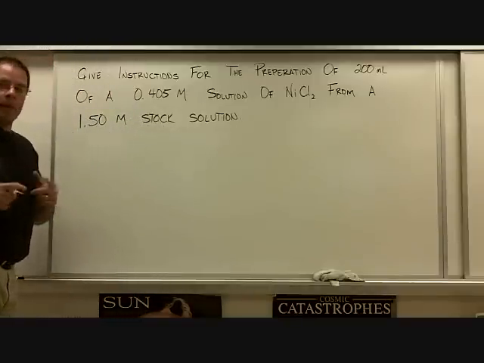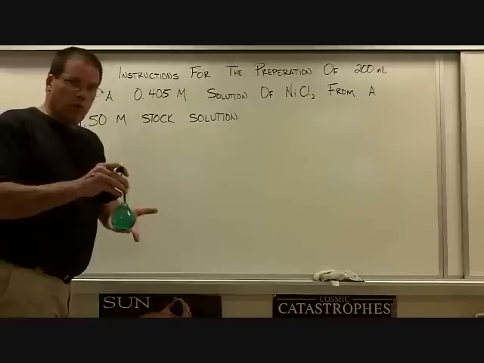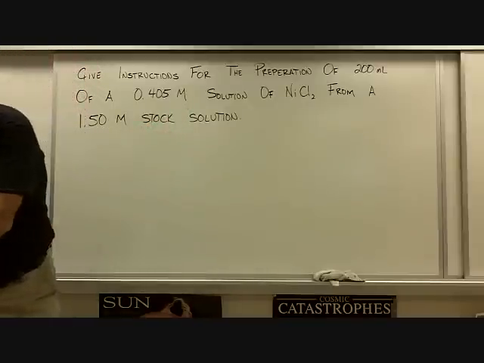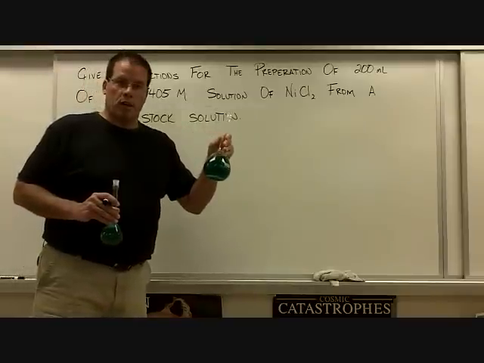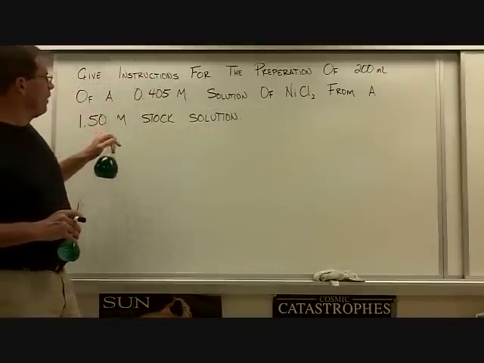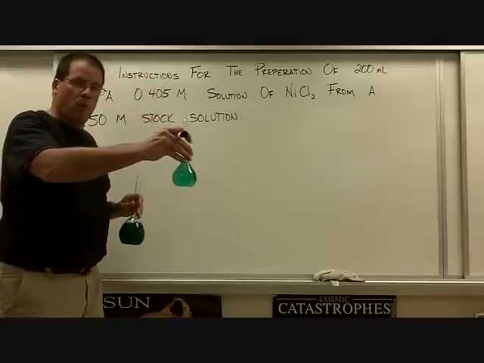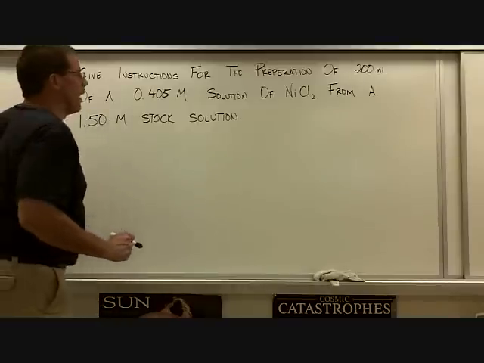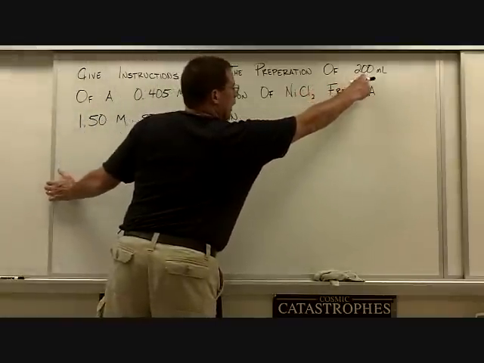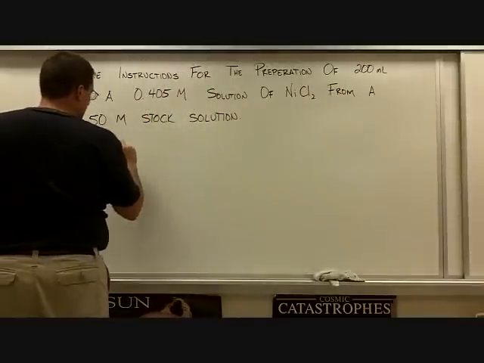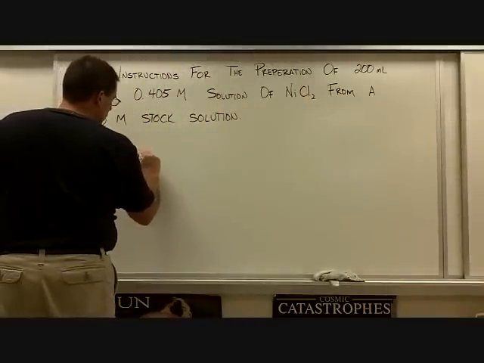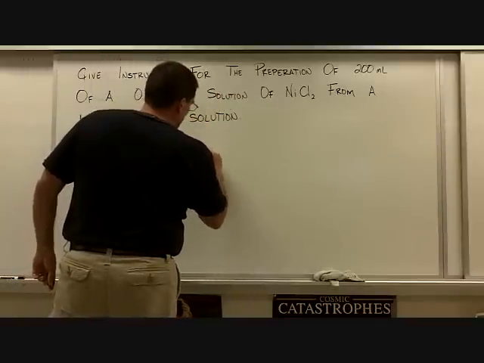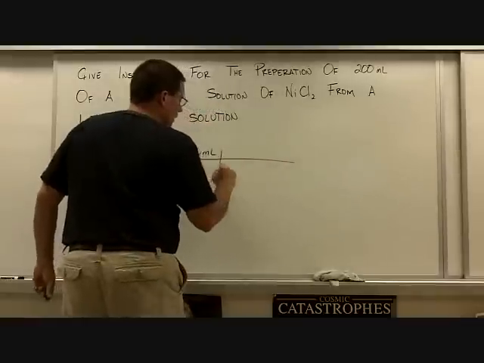I want to find out how many moles I have in my dilute solution that I prepared from my stock solution, which is a lot more concentrated. It has a molarity of 1.5, and this has a molarity of 0.405. So let's find out how many moles we actually have. I'm going to take my volume that I'm looking for, 200 milliliters, and again, this is of my dilute solution. Let's convert that to liters.